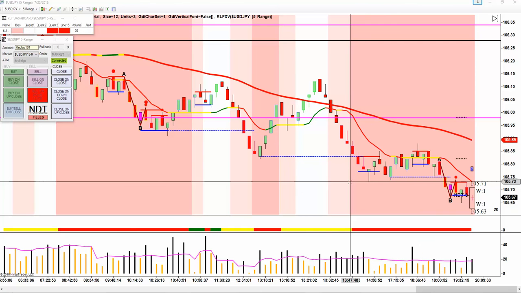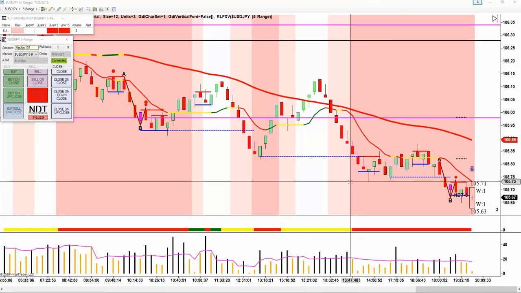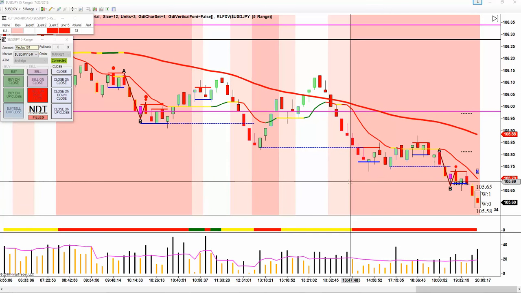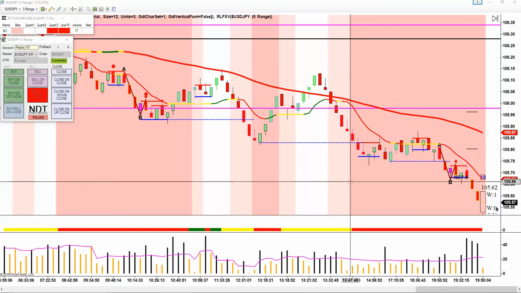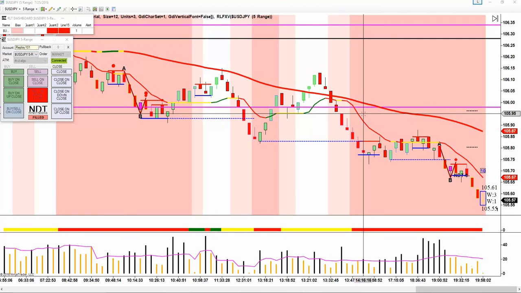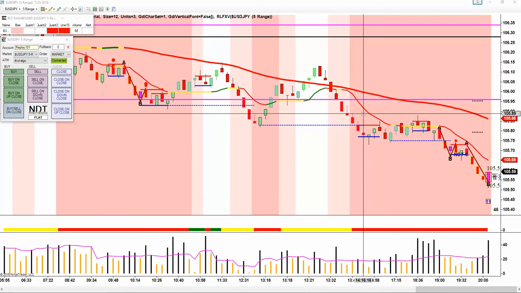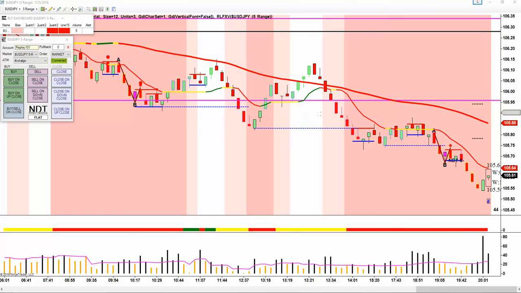There we go. We're getting some static in the trade. Here's our first target. There's our second target. Our trailing stop's engaged. It's all automatic. Stop filled. And the trade just closed.